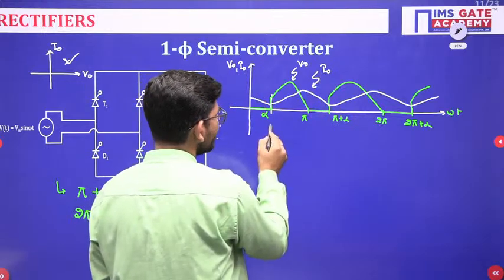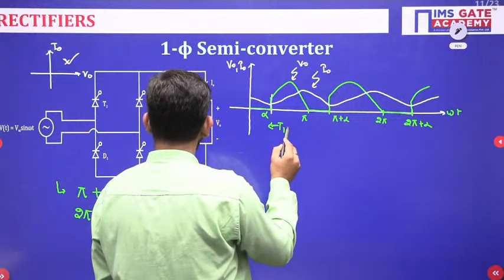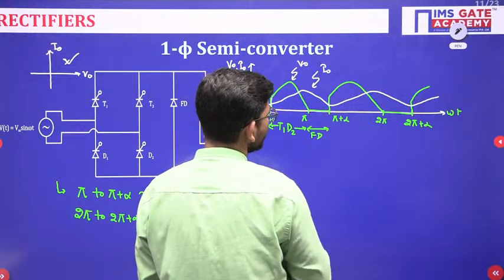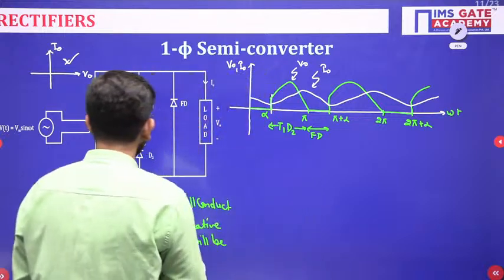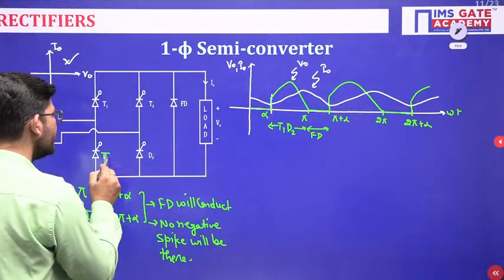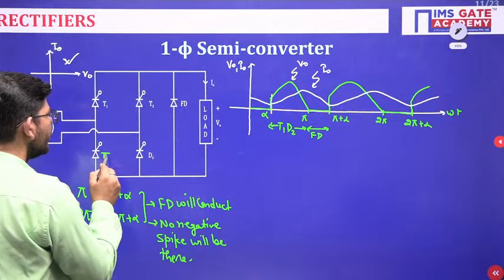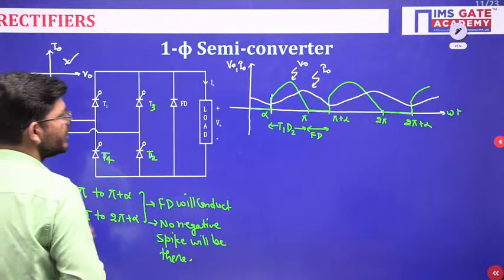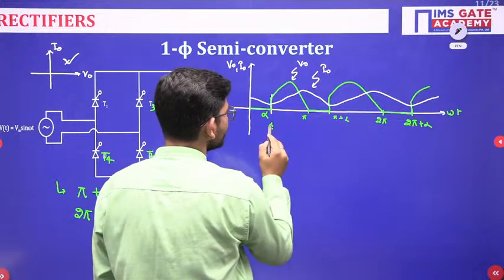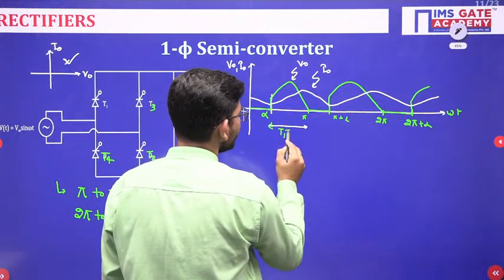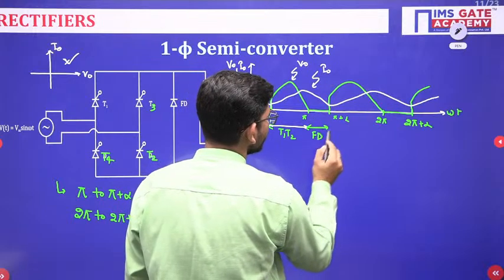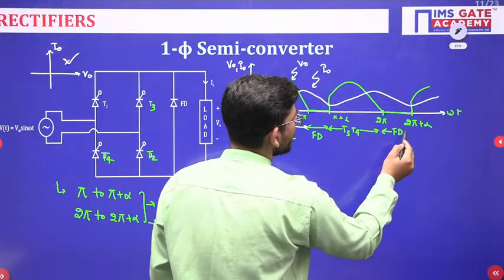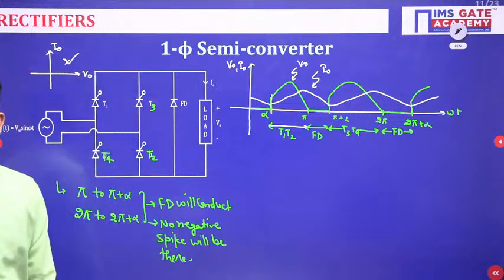Now who has conducted and when? Here we will have T1 and D2 conducting. Here we will have the freewheeling diode conducting. Let us suppose that I have used all thyristors here. Let me call this T1, T2, and then this will be T1, this is T2, and this will be T3, and this will be T4. So as per this, here I will have T1, T2 conducting, then the freewheeling diode will conduct. Then I will have T3, T4 conducting, and then the freewheeling diode conducting. So this is how the conduction will be.